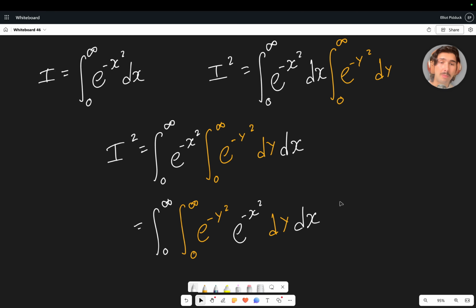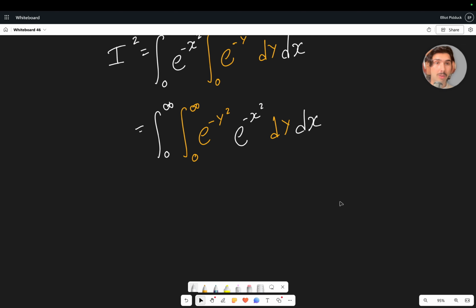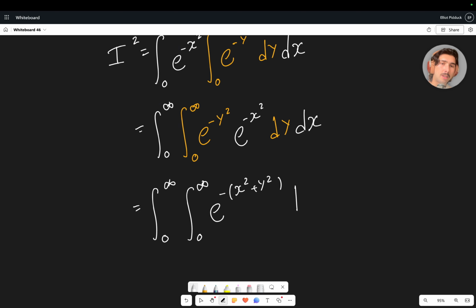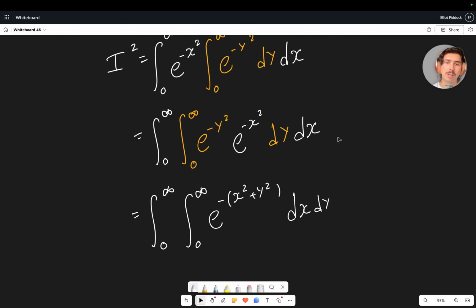And the whole point of that manipulation is that, voila, we have a double integral. So I'm just going to ditch the different colors now because it doesn't matter anymore. I'm going to rewrite this as e to the minus (x squared plus y squared) in brackets like that, and then I'm going to go dx dy. It doesn't matter whether it's dy dx or dx dy. The limits are the same, so it doesn't matter. But hopefully you guys see how I've managed to do that.